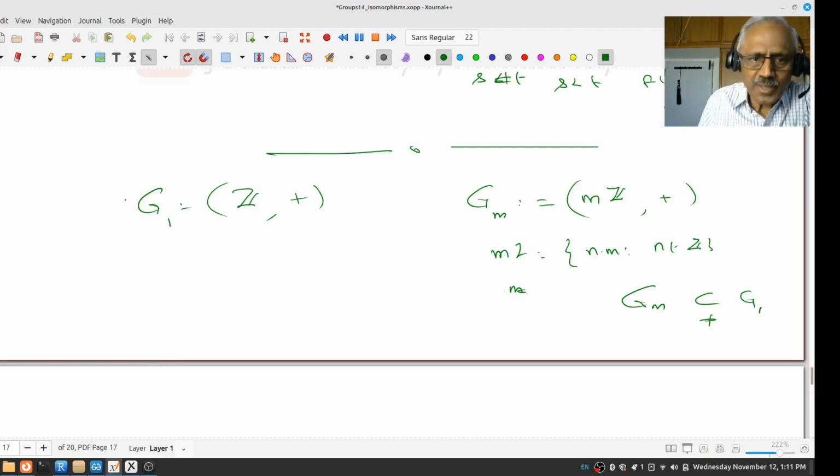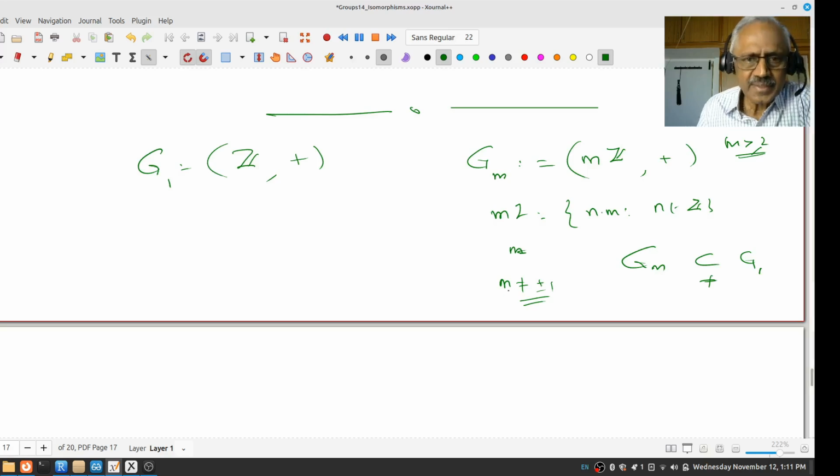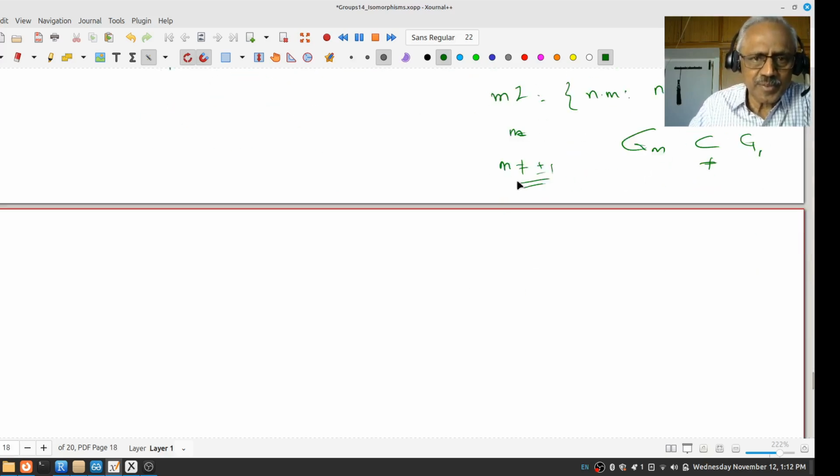When m equal to 1, there is no problem. When m is not equal to plus or minus 1, let me assume m is greater than or equal to 2, so that I don't worry about it. It looks like a very proper subset, but they are isomorphic. How many of you can see this?